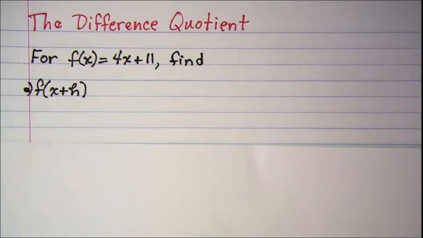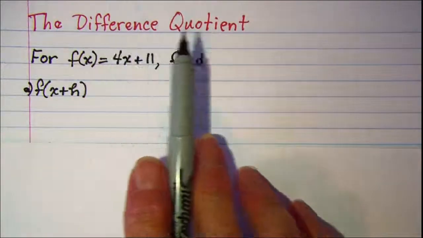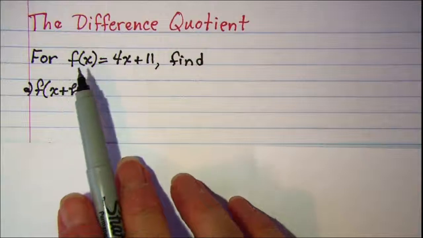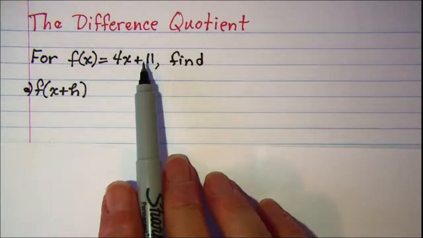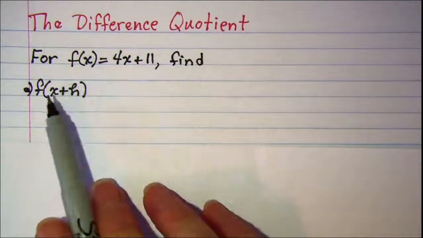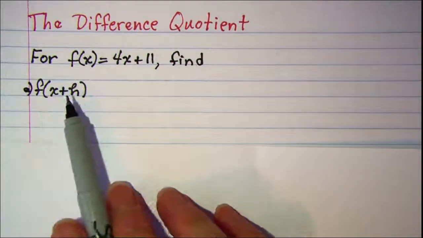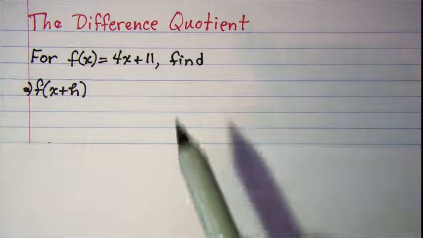In this video, we'll be talking about the difference quotient. The function that we'll be working with is f of x is equal to 4x plus 11. And first, we're going to find f of x plus h.